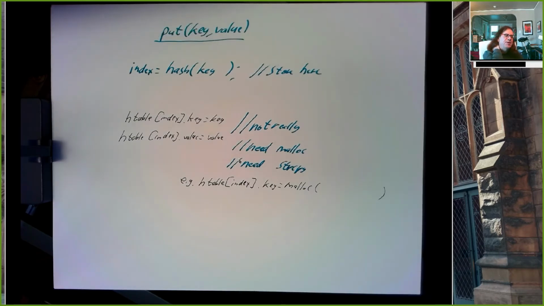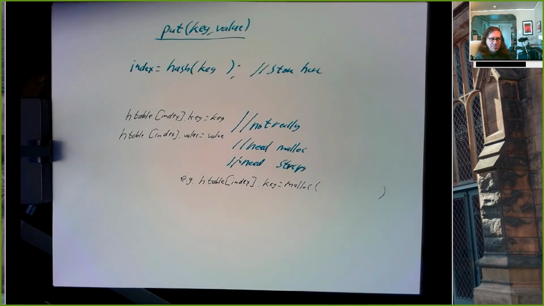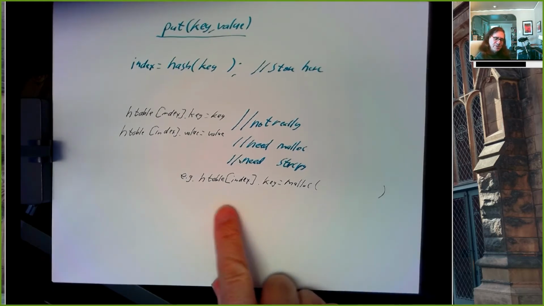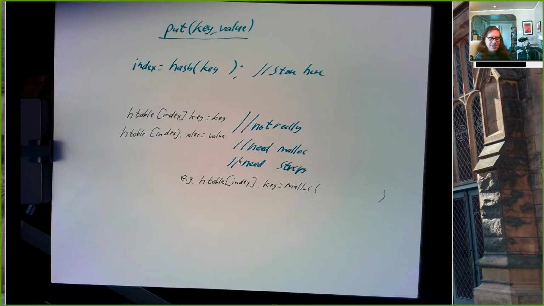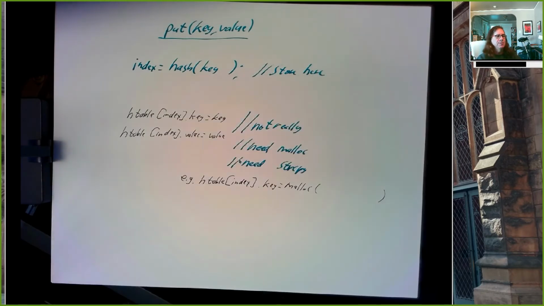Alright, so how much space do I want to allocate? This is the more subtle part. I'm going to store a key at this key piece of the structure, the H entry, at the index in the H table. I need to allocate space for it because right now that's just a char star. So how much space do I want to allocate?